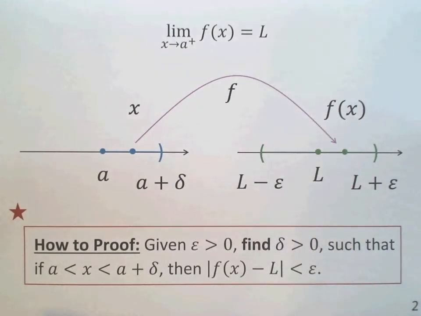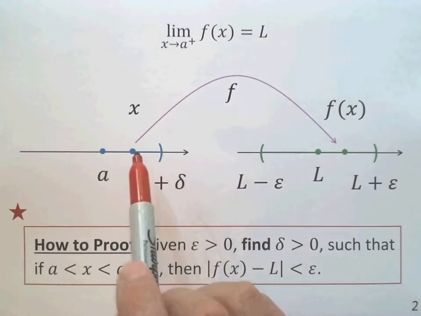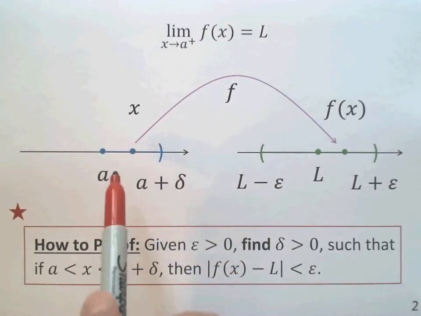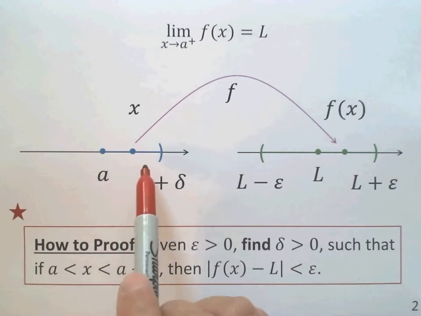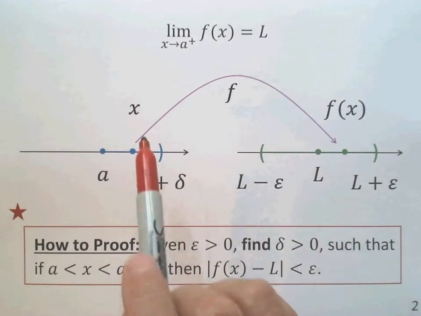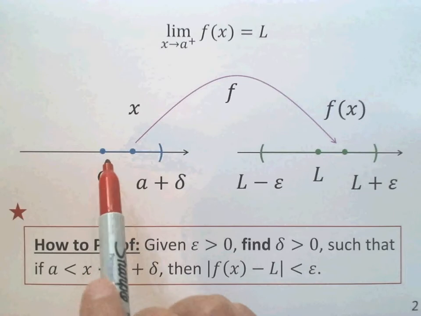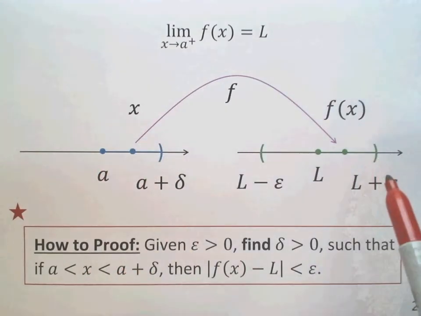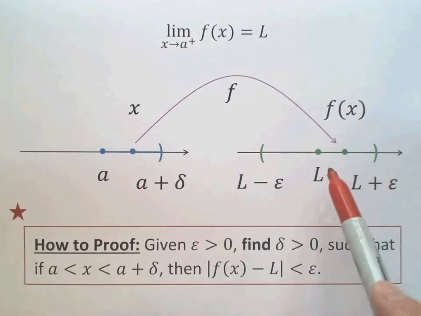In a proof, what do we have to do? Given epsilon greater than 0, we need to find a delta greater than 0 such that this statement is true: if x goes into the delta neighborhood of a from the right side, then f goes into the epsilon neighborhood of L. This is all we need to do.